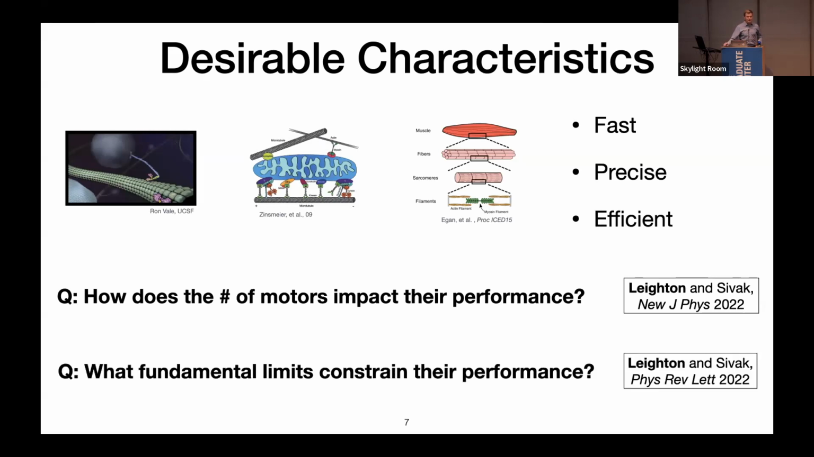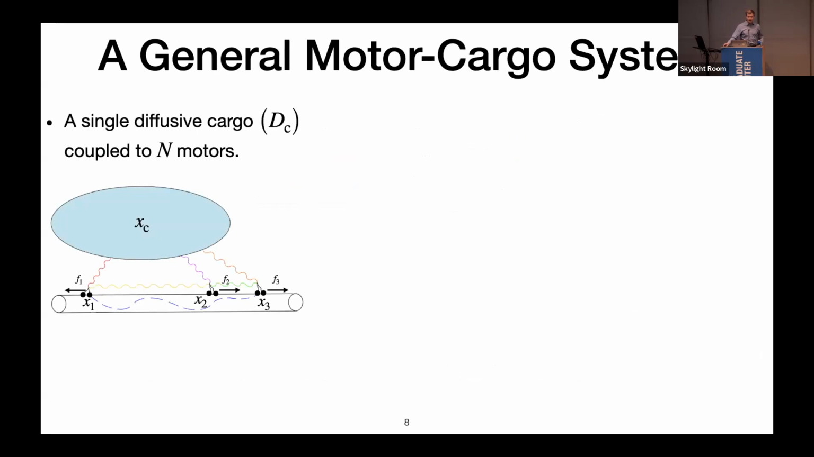Today, I want to tell you about some things we can say from stochastic thermodynamics on fundamental limits that constrain their performance irrespective of the interactions between the different components of these systems. So to make progress on this, we need a general framework for a model. So I'll tell you a little bit about the class of models we're thinking about.